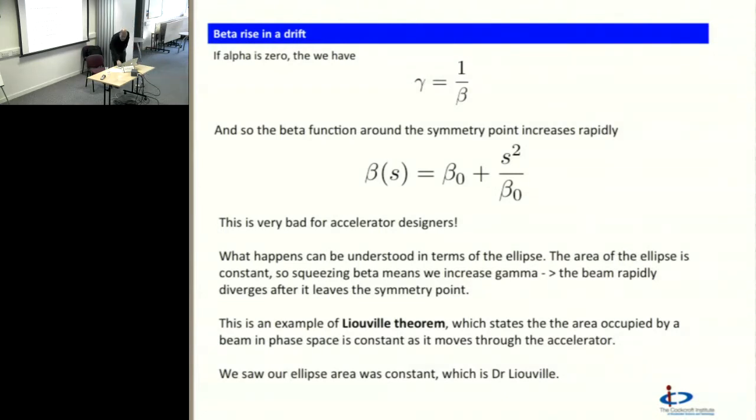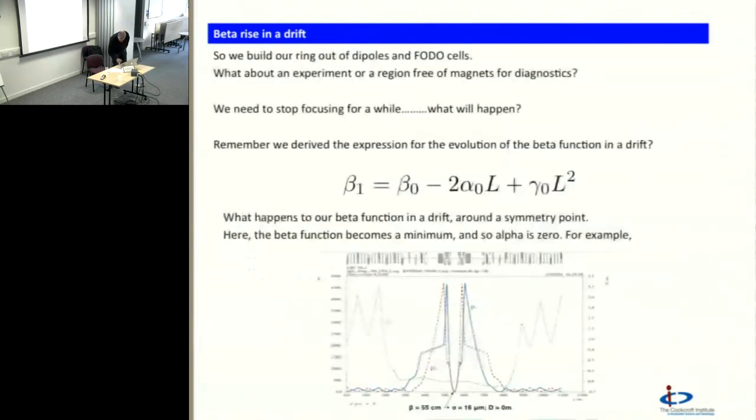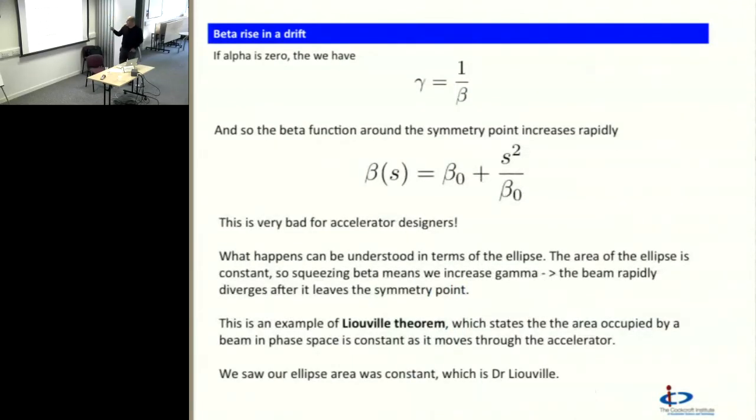So the LHC, we see that. About the LHC, at this point here, alpha is 0, beta is 1 over gamma, then the beta function rises quadratically as we go away into the drift. So this is bad for us because we don't like big beta functions for many reasons. And it's also an example of Liouville's theorem, which states that the area occupied by a beam in phase space is constant. So that's the formal statement of our admittance area is constant.